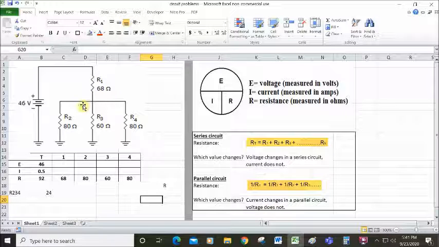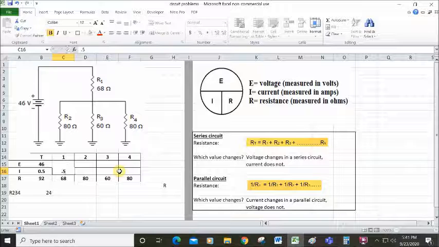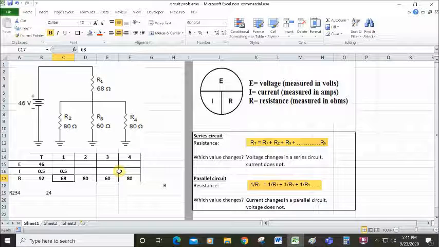R1 is in series with Rs 2, 3, and 4. So R1 is in a series part of the circuit. In that part of the circuit, our voltage will change, but our current will not. Well, I know what system current is, and since current doesn't change in a series circuit, system current is what's going to be the current at R1. So current at component 1 is going to be whatever system is, 0.5 of an amp. Now I have 2 of the 3, and I can mathematically calculate for voltage.